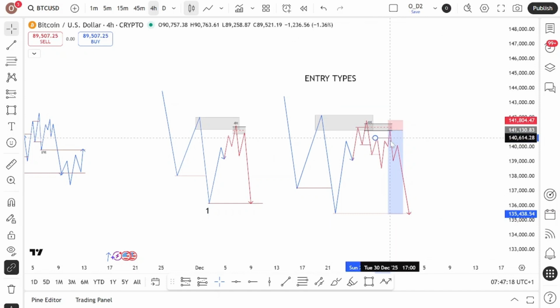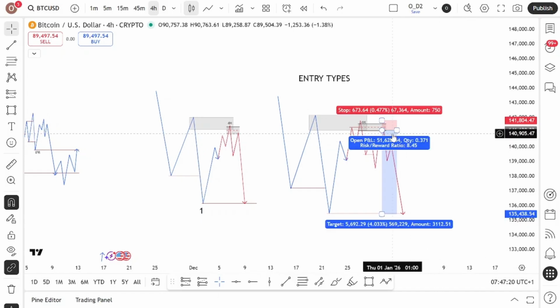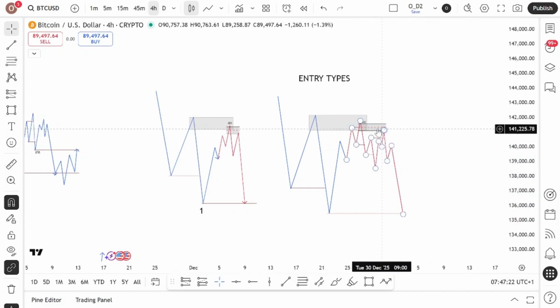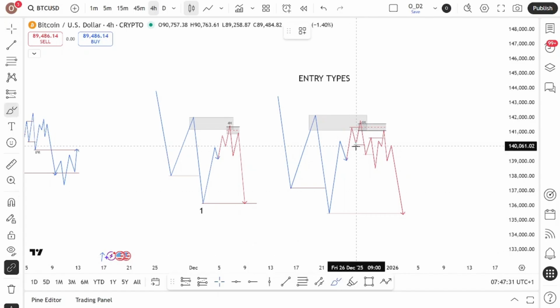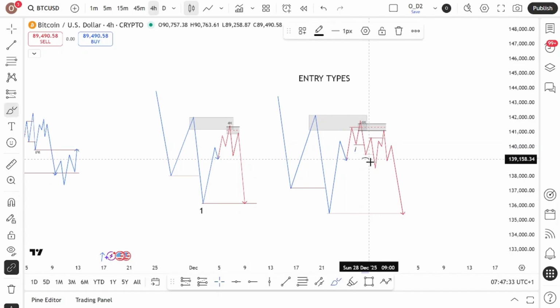All right, so for this now, I'll just get this off. So let's say you now get tagged there. Because there are a couple of structures here, you have a break of structure one here, you have a break of structure two here. Now, this confirms your trend.